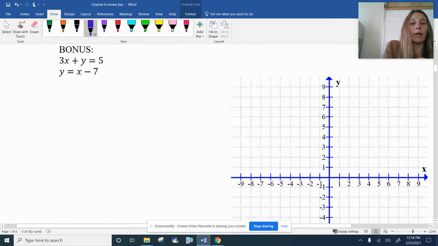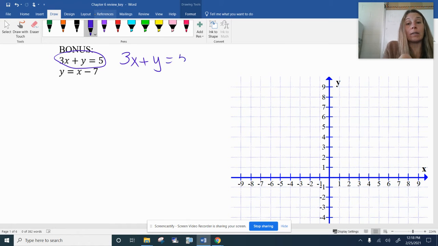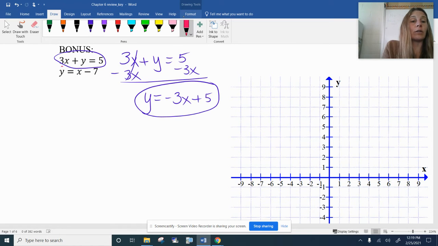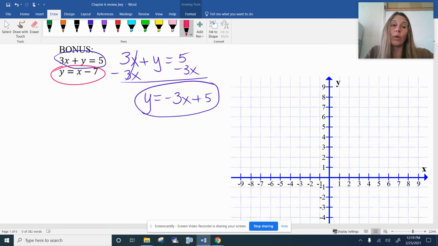So the first equation, 3x plus y equals 5. We need to get the y by itself for this one, so I'm going to move my 3x over to the other side by subtracting it. This leaves me with y equals -3x plus 5. My first equation, or my second equation, was already in y equals mx plus b, or slope-intercept form.